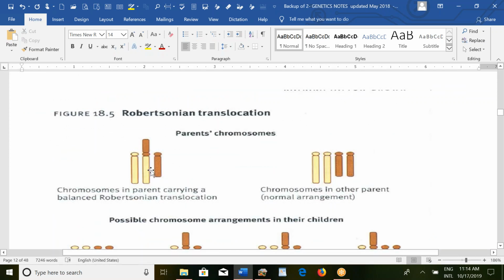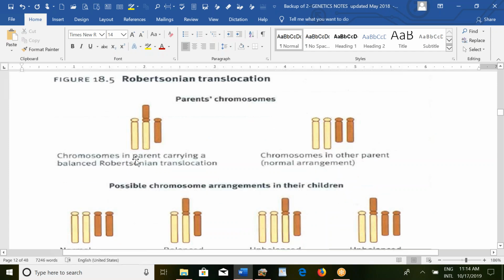This is the parent's chromosome. Here are the chromosomes in a parent carrying a balanced Robertsonian translocation. Ideally they should have been like this in one, and like this in the other. These are the chromosomes in the other parent. This is the normal arrangement. But what happened is that this bound region, instead of lying here, has gone over the top of another one. Still, the amount of DNA in the system is the same.